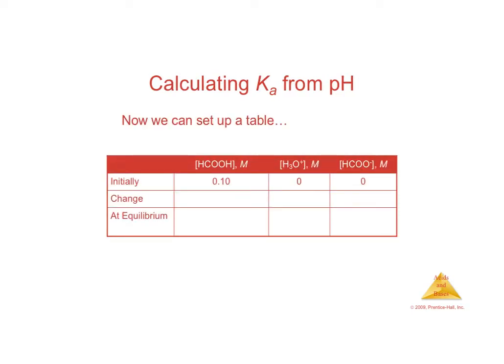Now we can set up our RICE table. RICE stands for reaction equation, initial concentration, change in concentration, and equilibrium concentration. Initially, we have 0.1 molar formic acid, but we haven't proceeded to form any hydronium or formate yet. As the reaction pushes to the right, we can evaluate the changes in concentration of each species with respect to some concentration x.